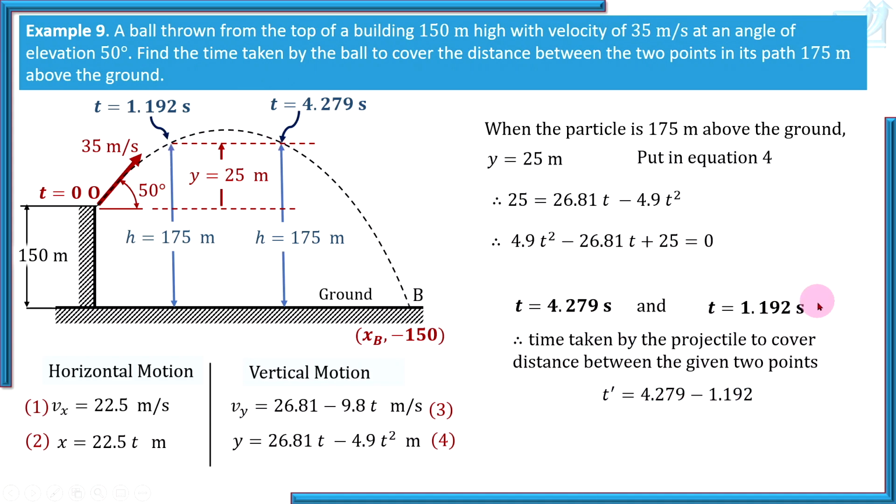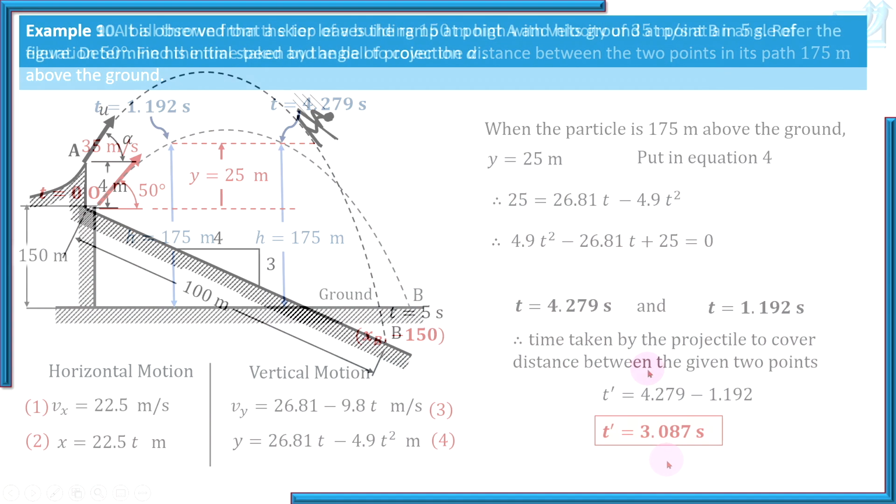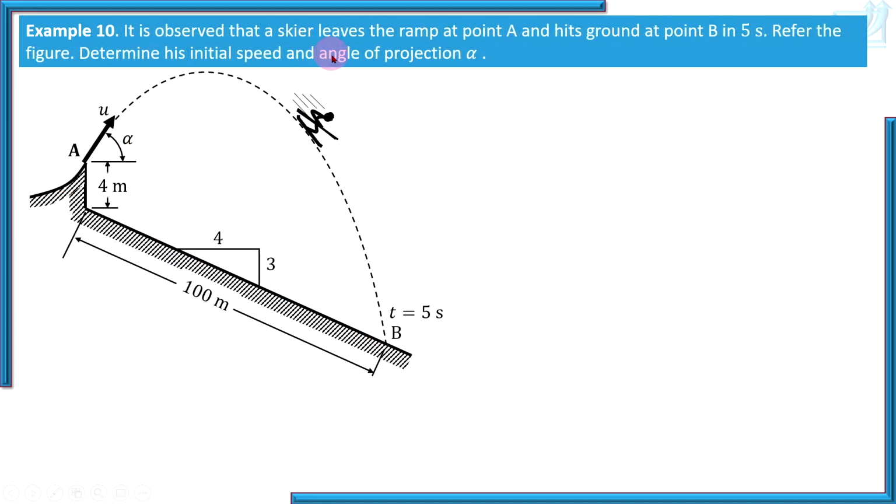4.279 minus 1.192, and this is the time taken by the projectile between these 2 points, or to cover the distance between the 2 points. Okay, read this problem. It is observed that a skier leaves the ramp at point A and hits the ground at point B in 5 seconds. Refer to the figure. So the figure is given in this problem. Determine his initial speed, that is u, and angle of projection alpha.